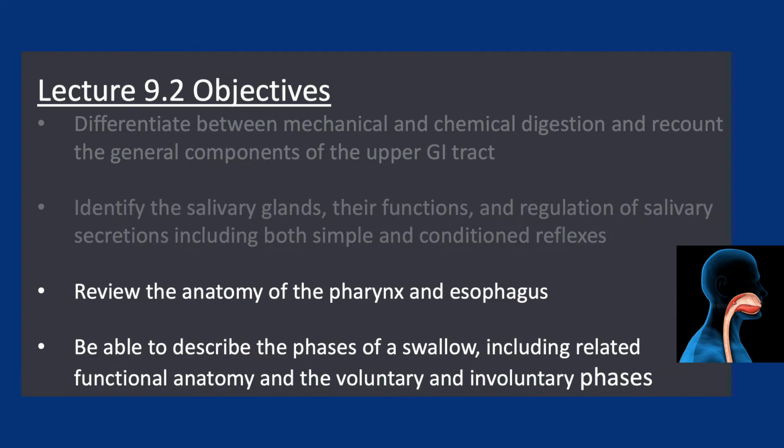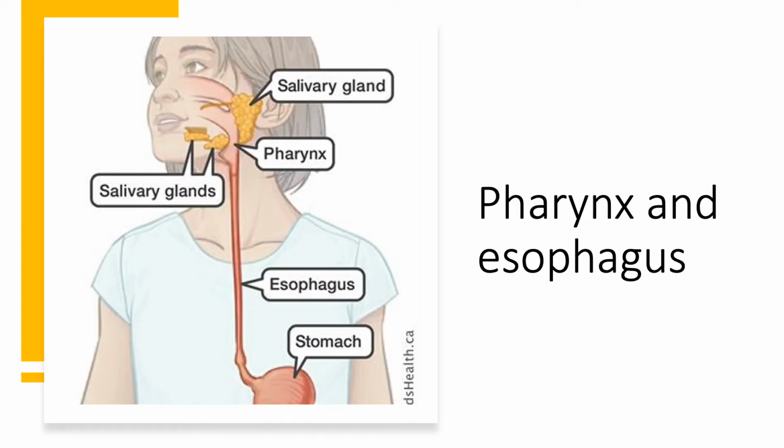Anatomy of the pharynx and esophagus will be next. Next, we'll take a little more in-depth look at the pharynx and the esophagus, and these two passageways connect the oral cavity, or the mouth, to the stomach. We're going to look at a little bit more in-depth anatomy here so that we can make sense of the swallow reflex that we'll look at shortly.